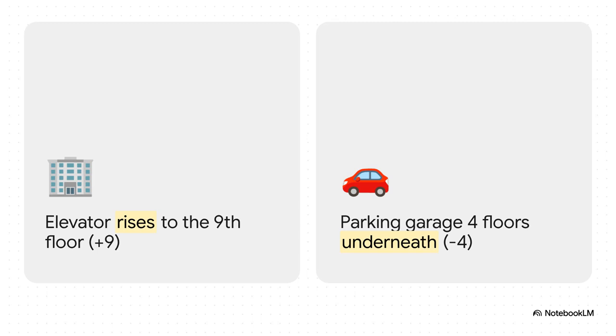This brilliantly illustrates how we actually use opposites in real life. Let's say you hop into an elevator and ride it up to the 9th floor. We represent that real-world upward action mathematically as a positive 9. But what about parking your car in a garage 4 floors underground? That descent below zero level is a negative 4. Positive and negative integers just work beautifully together to describe quantities moving in completely opposite directions.